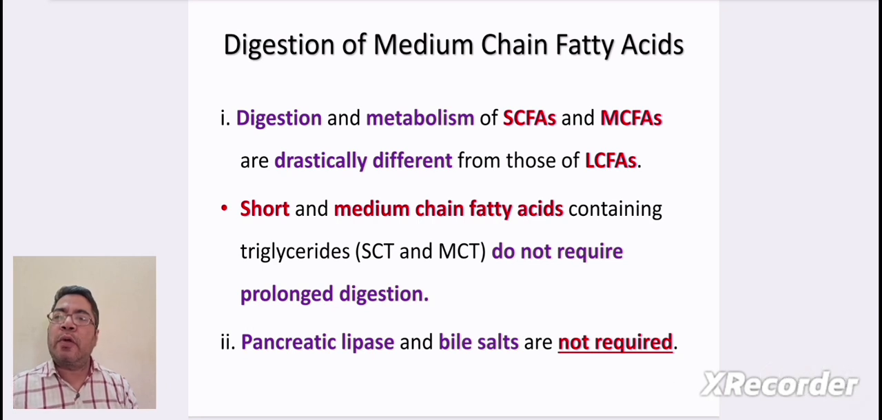Coming to digestion of medium chain fatty acids. Digestion and metabolism of SCFAs and MCFAs are drastically different from those of LCFAs. Short or medium chain fatty acid containing triglycerides, that is SCT and MCT, do not require prolonged digestion. Pancreatic lipase and bile salts are not required.